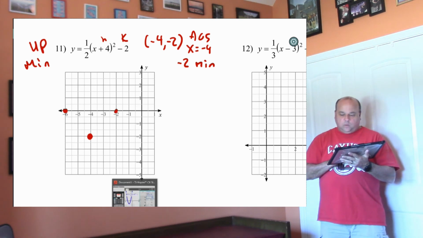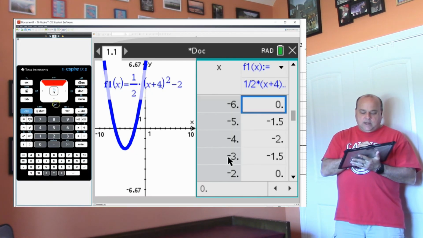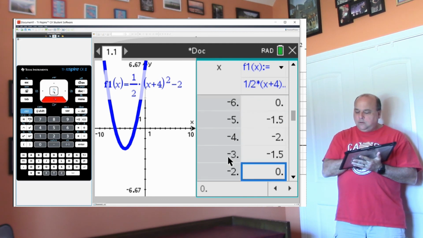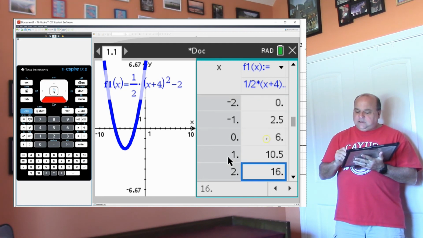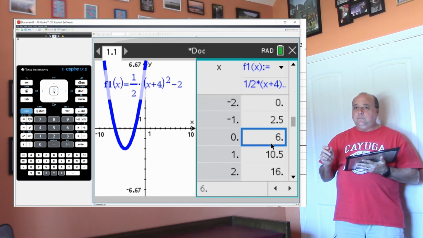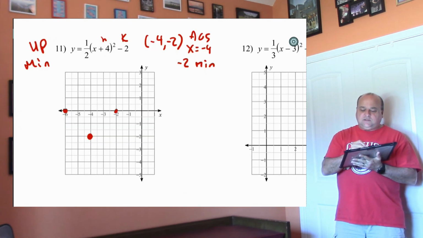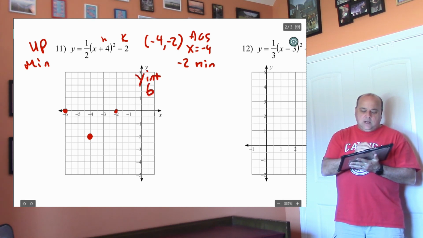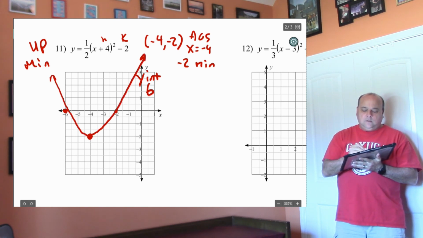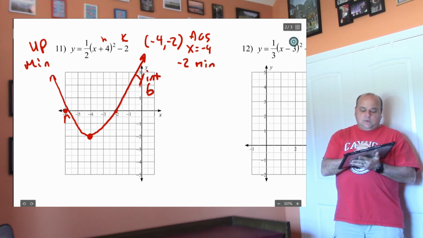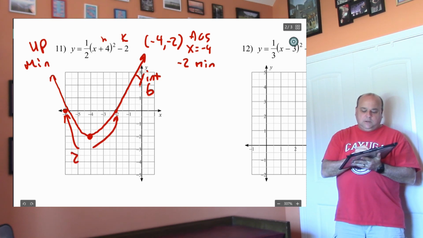And where was the y-intercept? So let's go down to 0. At 0, the y-intercept is 6. So our y-intercept is going to be 6. This graph doesn't go up to 6, does it? But over here, just write down y-intercept is 6. So this graph is going to do something like this. Okay? Now then, this right here and this right here are our zeros.